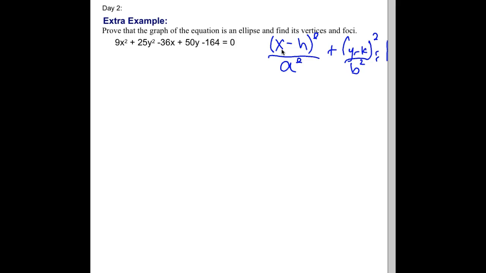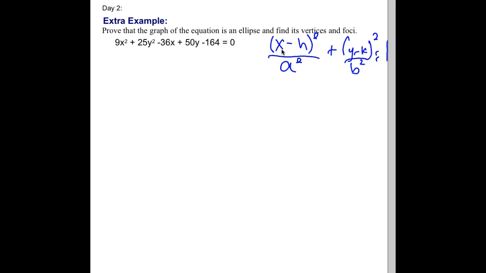Okay. So our first question here is to prove that this is an ellipse, and then to actually find the key features like the vertices, covertices, and foci. In order to prove that it's an ellipse, we need to get that equation to look like the one we just wrote in blue. Okay? So it's going to require completing the square.